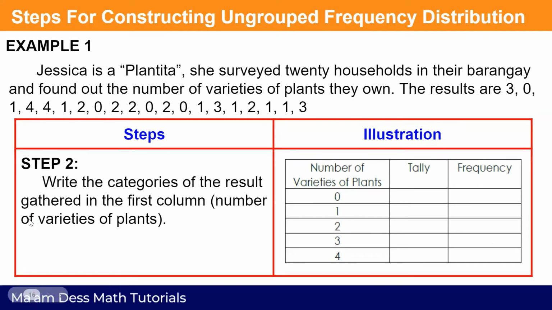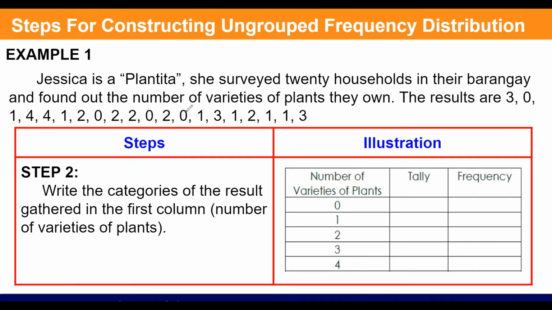Proceed tayo kay step 2. Write the categories of the result gathered in the first column. Number of varieties of plants. Ayan. So, titingnan po natin, ano-ano ba yung mga number of varieties na yan ng plants? So, kung nakikita nyo dito sa mga number, we have 0, may 1, 2, 3, and 4. Okay? So, again, here is the 0. We have 1, and then 2, may 2 rin, may 3, and may 4. Okay, so let's proceed.